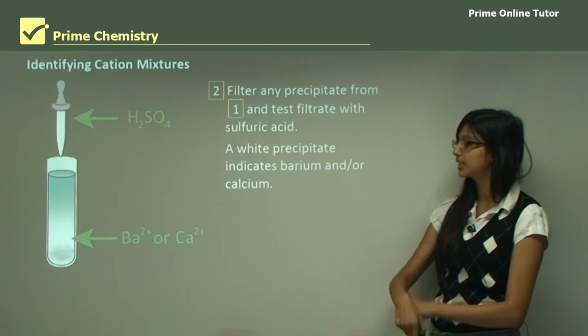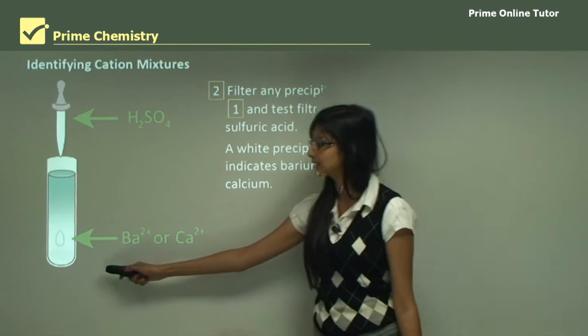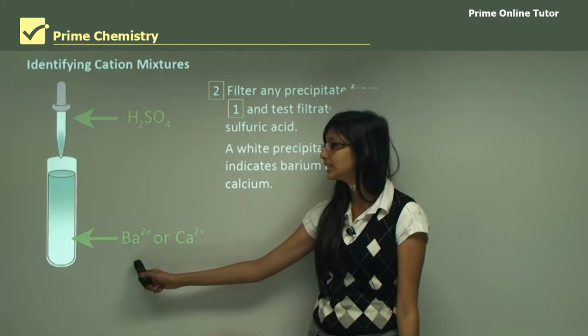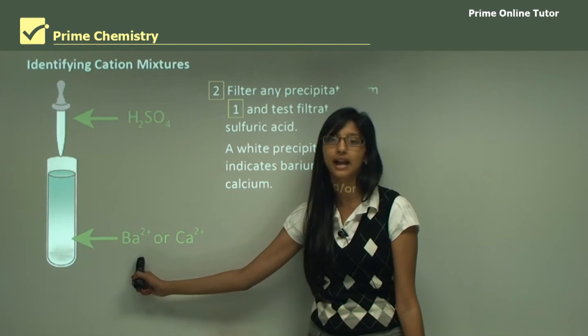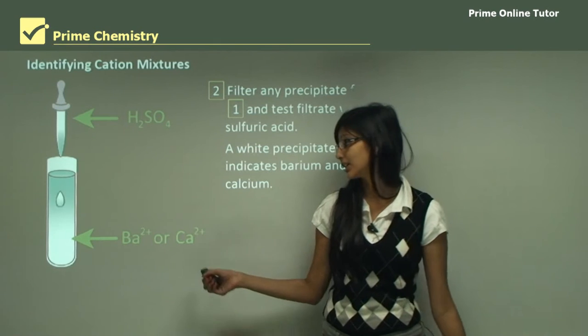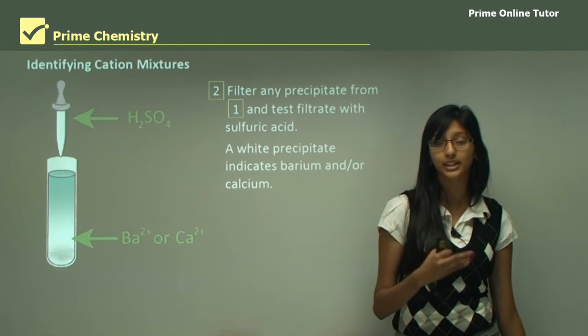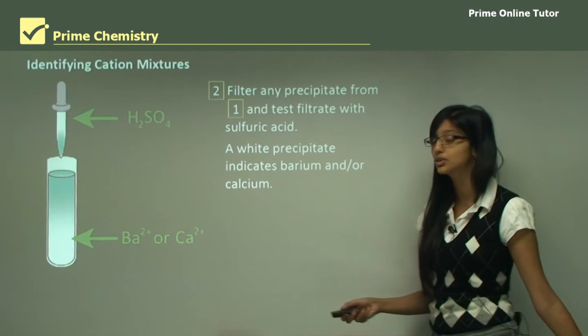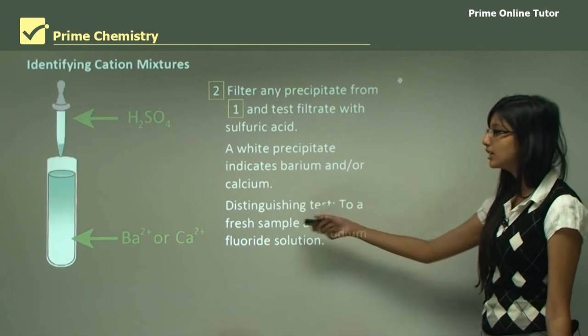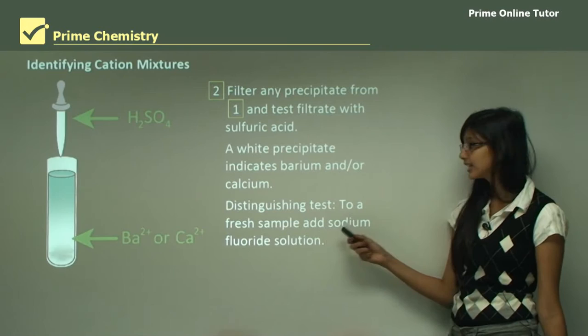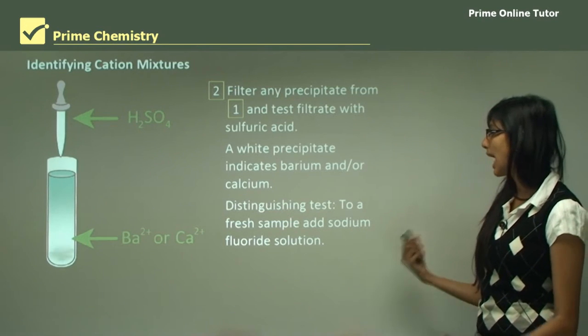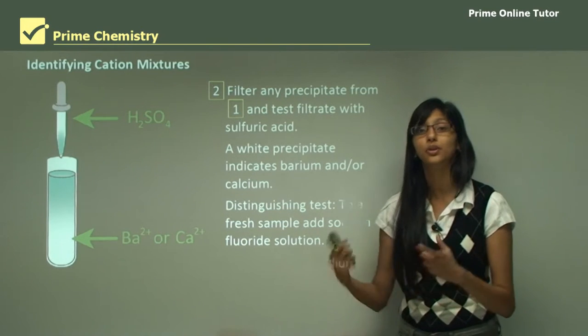So when you add sulfuric acid and it gives you a white precipitate, you can be sure that either of these two cations are present, either barium or calcium. But how do you know which one, whether it's barium or calcium? To do that, you need to perform a distinguishing test. So what you do is you add sodium fluoride to a fresh sample.